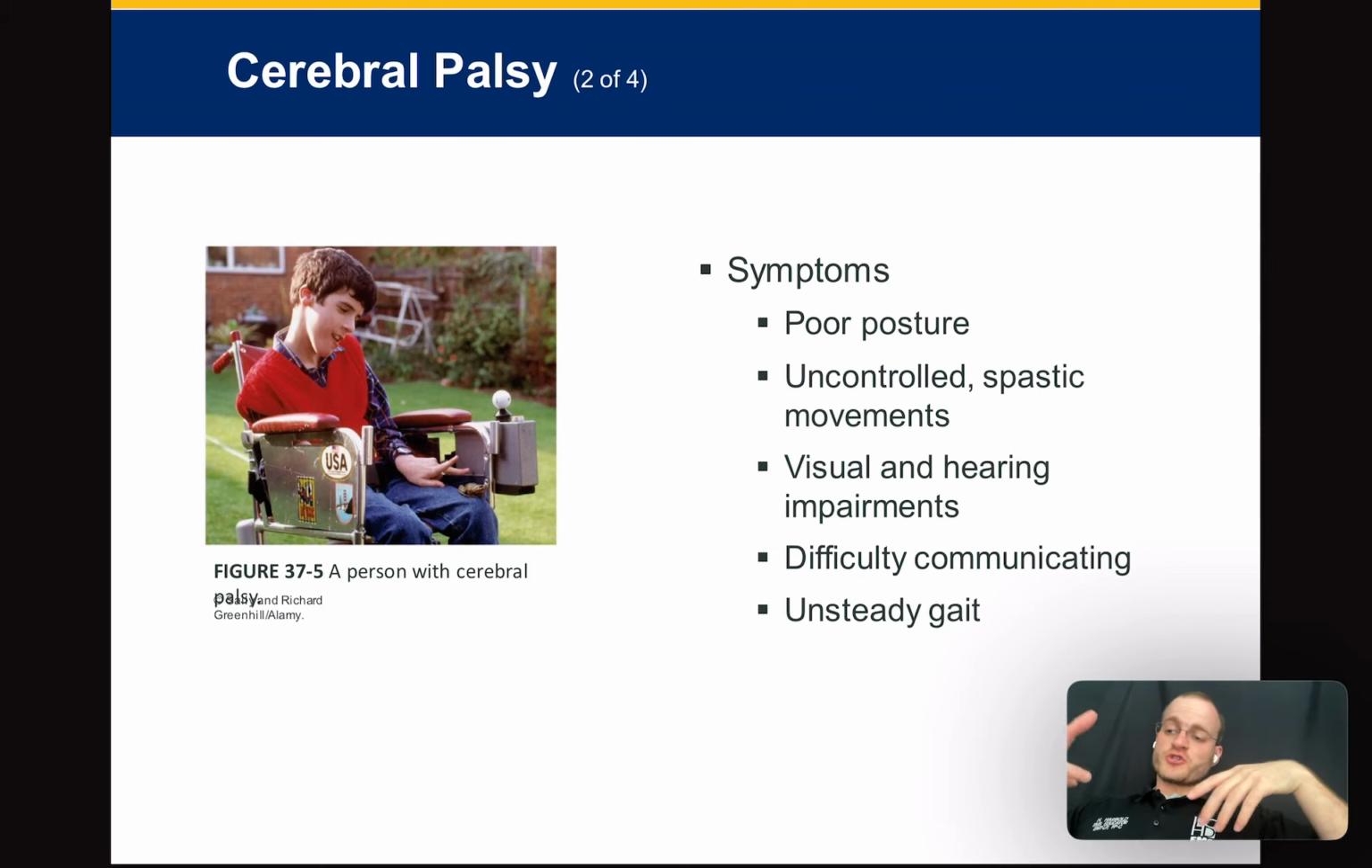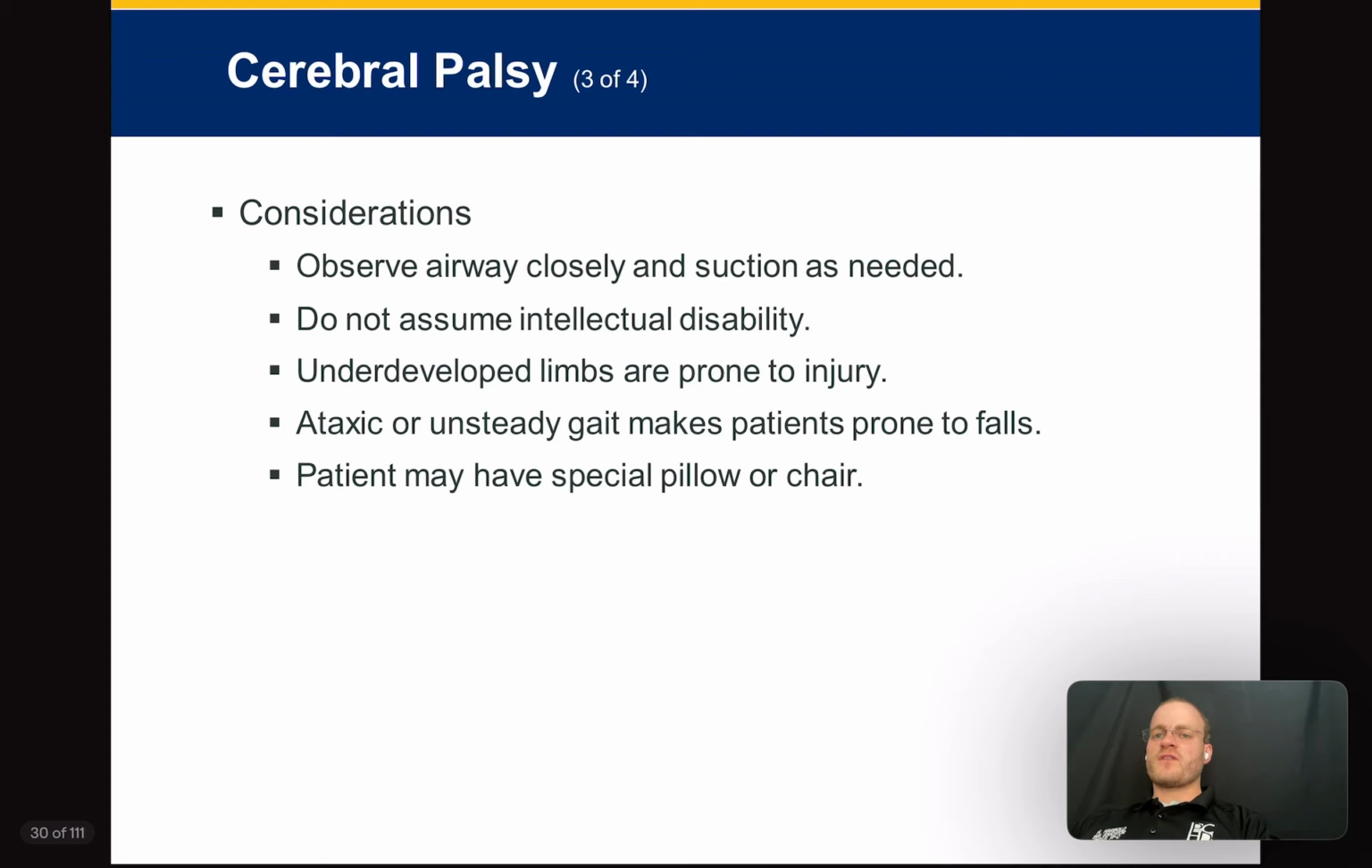In fact, some of the treatments for this is Botox injections into the legs, like Botox for the forehead. You can inject that into the legs to paralyze those muscles to where they're not as spastic. They could have visual or hearing impairments, difficulty communicating, and unsteady gait. And so they could be wheelchair bound. The kid in my class did not use crutches. Walt Jr. obviously does use crutches. And so just be aware of that.